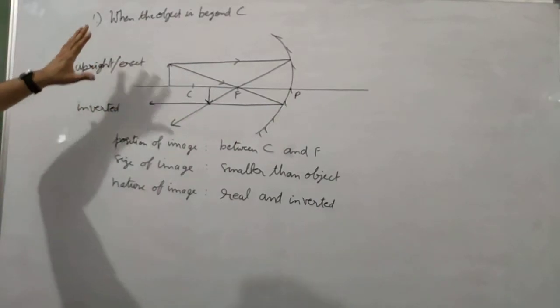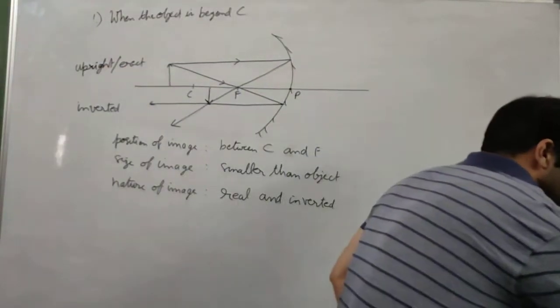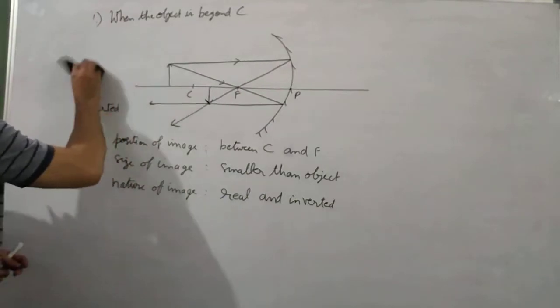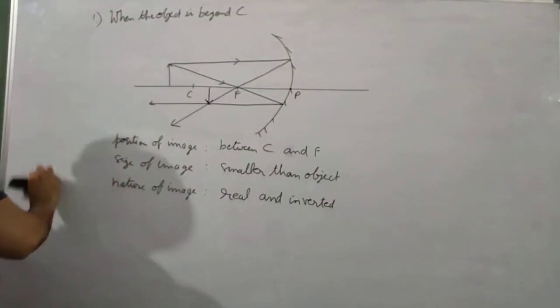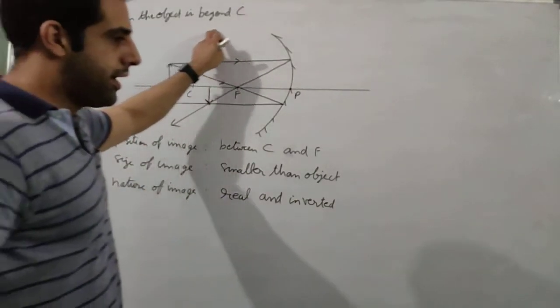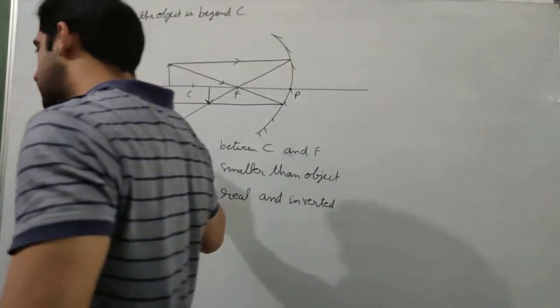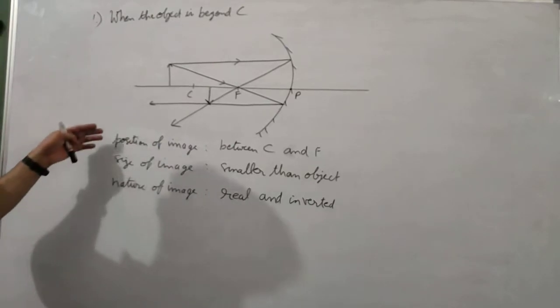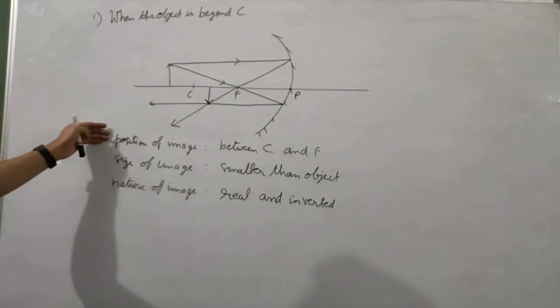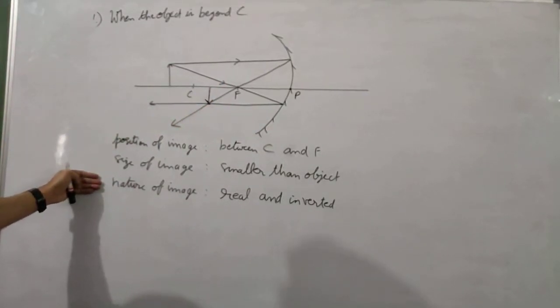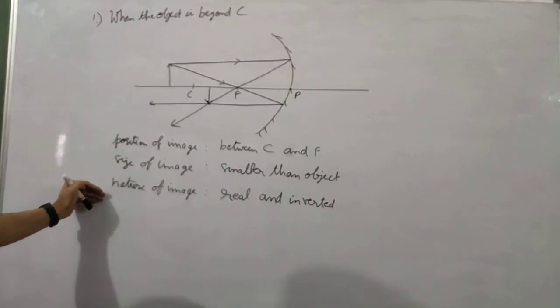So this is the format that we have to follow every time we make a ray diagram. First we will write where the object is, then we will make the ray diagram using all the scales and measurements properly, and then after doing that we will write these 3 points in this particular order only.